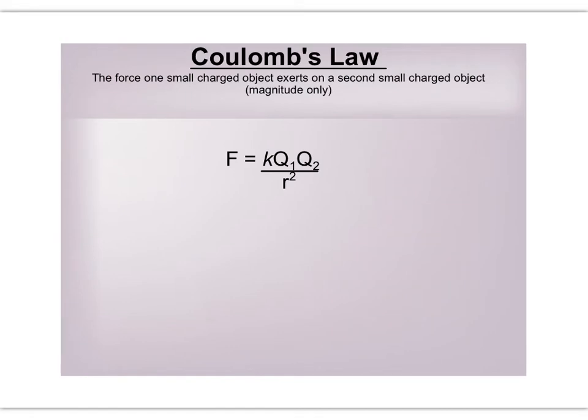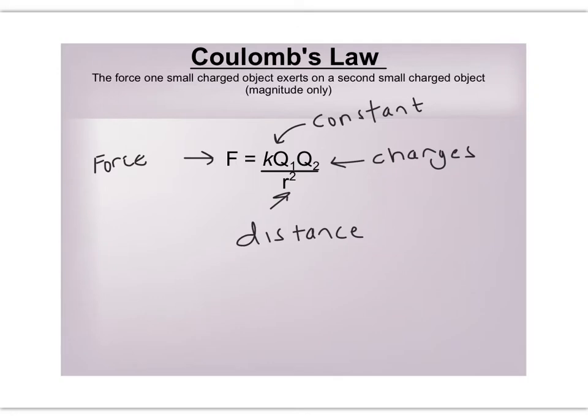And that amount of force is determined by Coulomb's law. Coulomb's law says that force is equal to k, which is a constant, Coulomb's law constant, times q1, remember q stands for charge, so the charge of object 1, times the charge of object 2, divided by r squared, and r is the distance between the charges. The units: force is going to be in newtons, charges are going to be in coulombs, distance is going to be in meters. Coulomb's law constant is 9 times 10 to the 9th newtons times meters squared over coulombs squared.